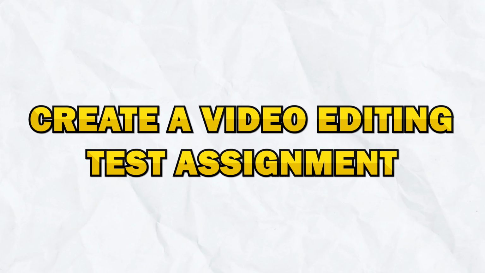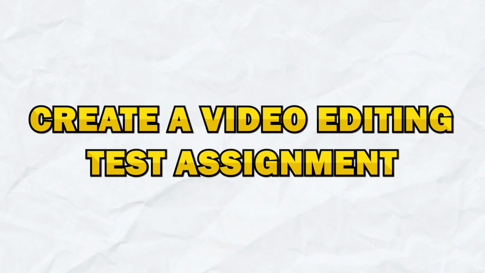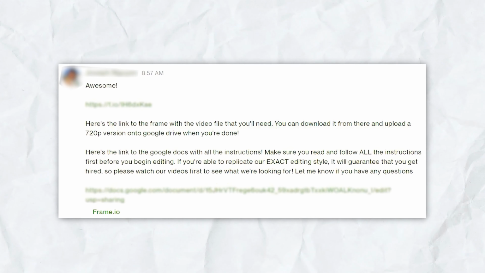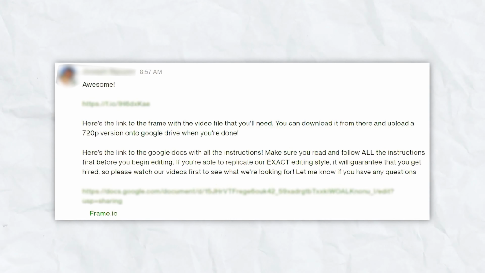The next step is that you need to create a test video editing assignment. Now, for a skill like this, it's very important that you actually give them some footage to edit for you, because that's really the best way to see how their editing skill is and if their style matches yours. So to create this assignment, you're first going to want to have some type of footage. We recommend not giving them too much stuff. You want this test assignment to take maybe 1 to 4 hours max.